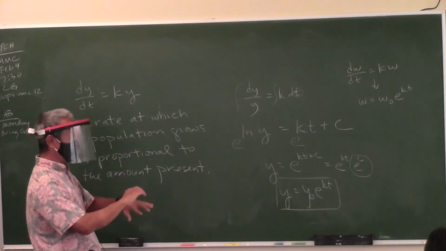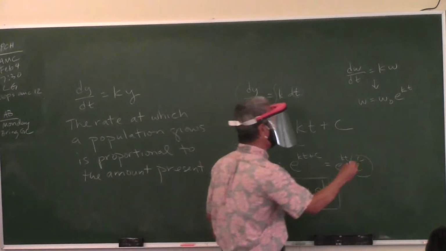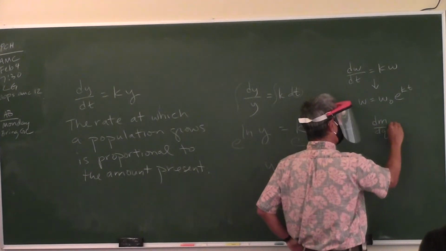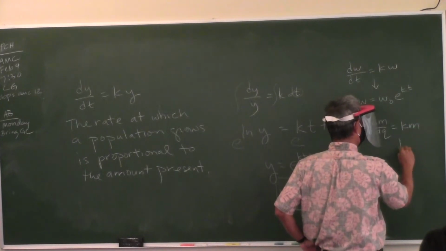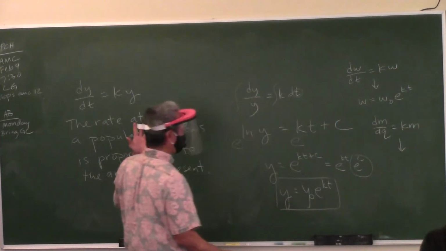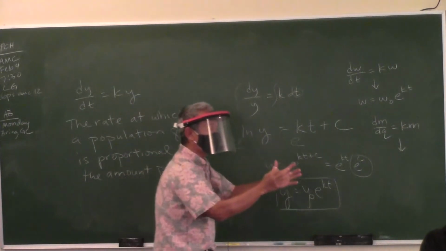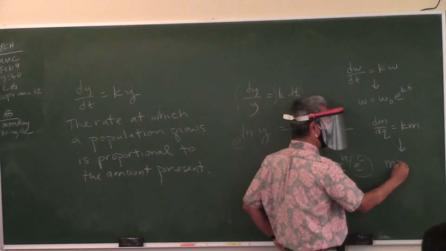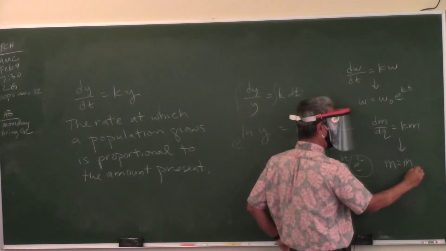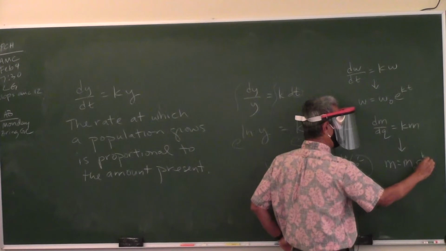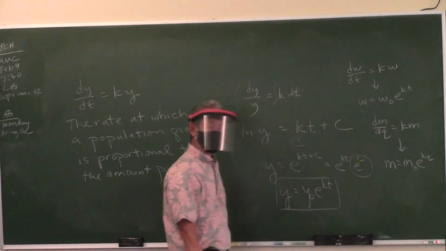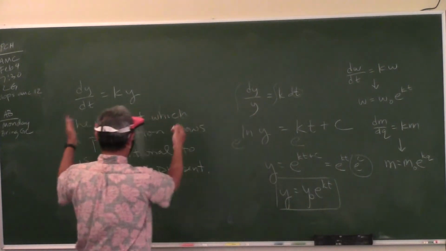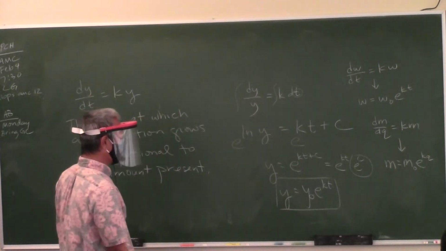And sometimes they even mix up the variables like this. Sometimes they do this: dM/dQ is equal to kM. See how it has the same form? You just memorized the solution already. What is the solution to this? M equals M naught e to the kQ. You guys see that? So don't let the variables bother you. Just look at the form and write down the answer.